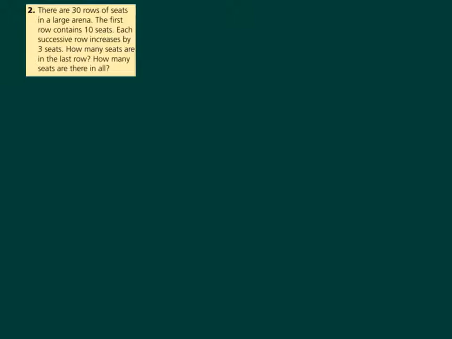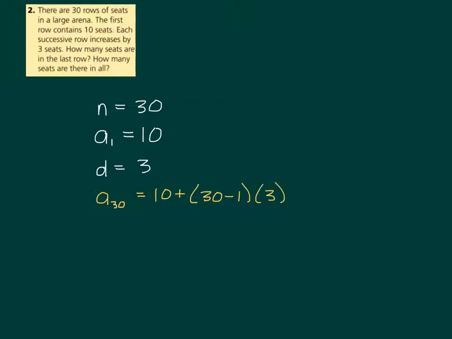So, we know here there are 30 rows of seats. So n is 30. We know the first row has 10. We know that the common difference is 3. So what do we do to answer the first question? How many seats are in the last row? They're asking for the 30th term in the sequence. The 30th term is given by the first term plus 30 minus 1 times d.